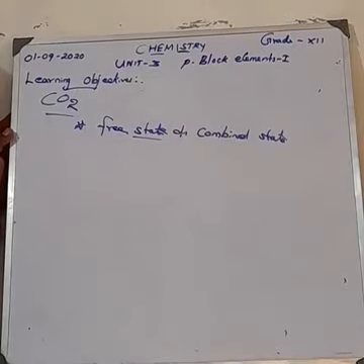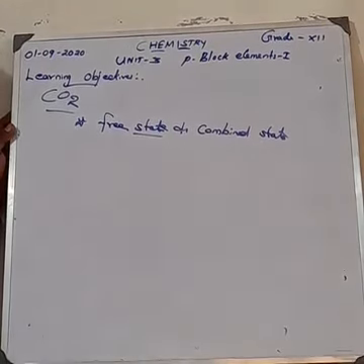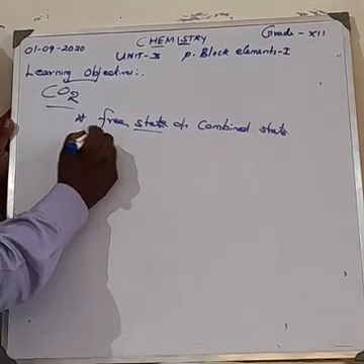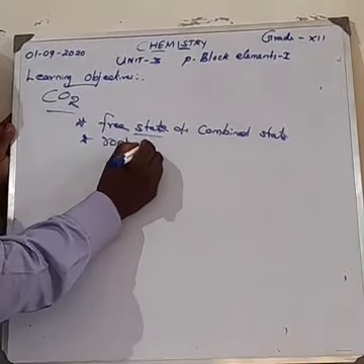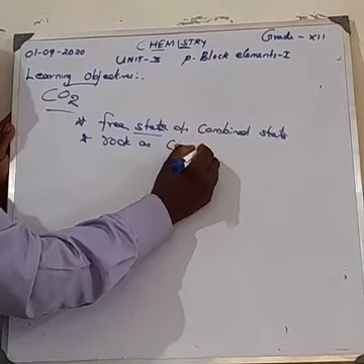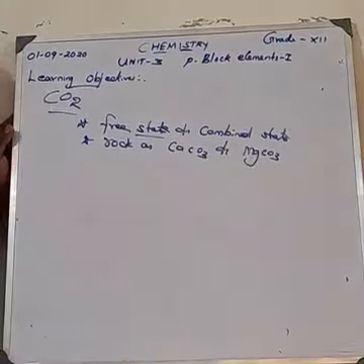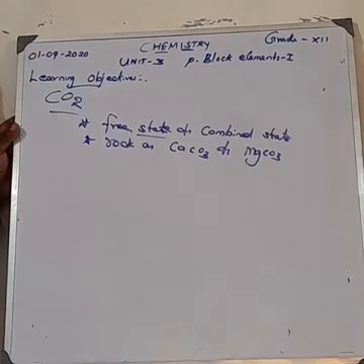It occurs in rocks as calcium carbonate and magnesium carbonate. These are the occurrences of carbon dioxide.